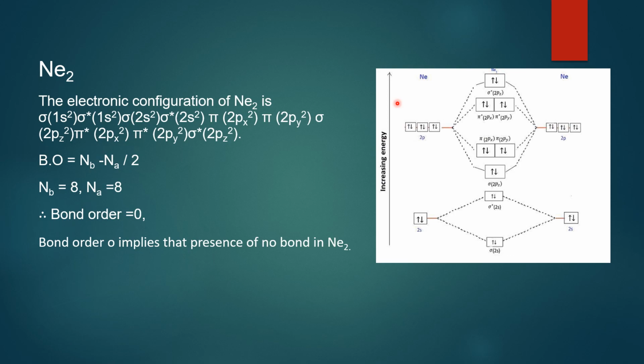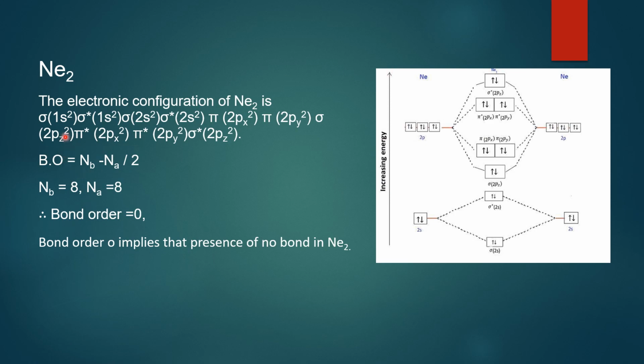Then you should write the electronic configuration: sigma 1s2, sigma star 1s2, sigma 2s2, sigma star 2s2, sigma 2pz2, pi 2px2 equal to pi 2py2, pi star 2px2 equal to pi star 2py2, and lastly sigma star 2pz2.